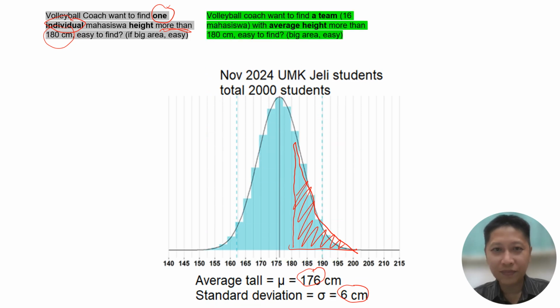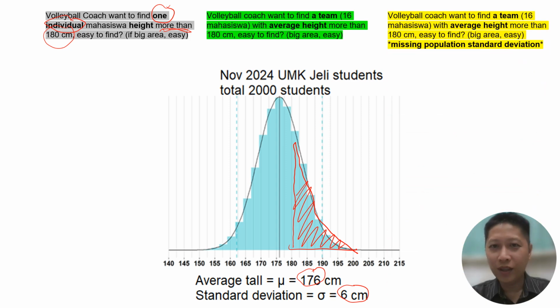Second question. The volleyball coach wants to find a team, not a person, a team. And the team consists of 16 mahasiswa. His requirement is that as long as these 16 students have an average of more than 180 cm. Maybe a few are short and a few are tall. As long as the average is 180 cm, is it easy to find this team? If at the end we can construct and find a big area, it means that it's easy to find.